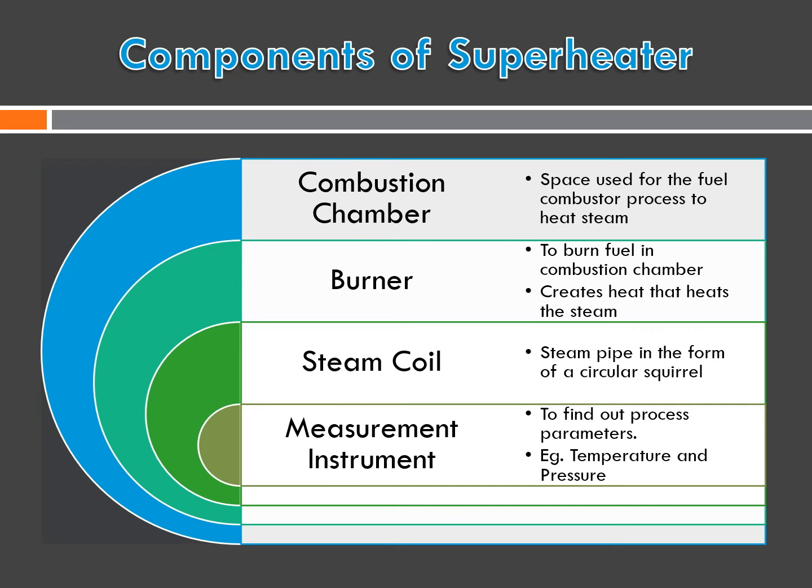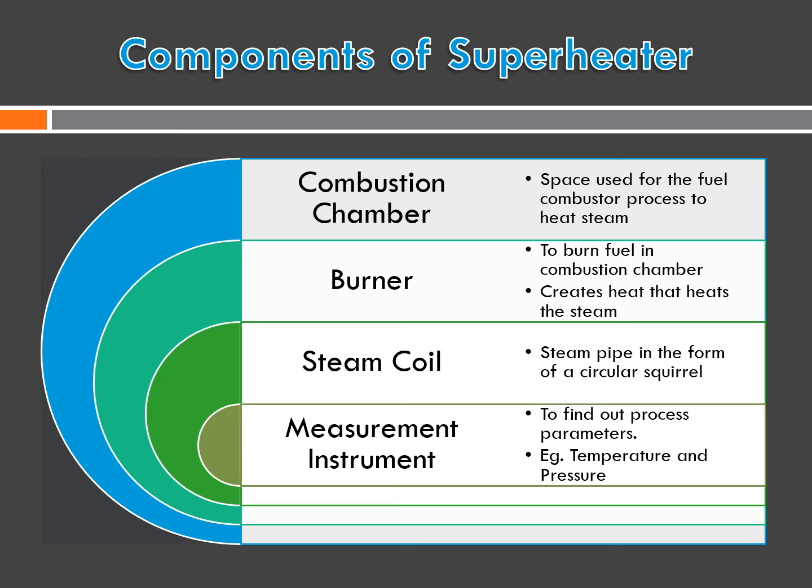And the next topic that I'll be talking about will be the components of superheater. There are four main components involved in making superheater, which are the combustion chamber, burner, steam coil, and measurement instrument. Combustion chamber is a space used for the fuel combustion process to heat steam. Second, the burner is to burn fuel in the combustion chamber. It creates heat that heats the steam. Third is the steam coil, which is known as the steam pipe in the form of a circular spiral.